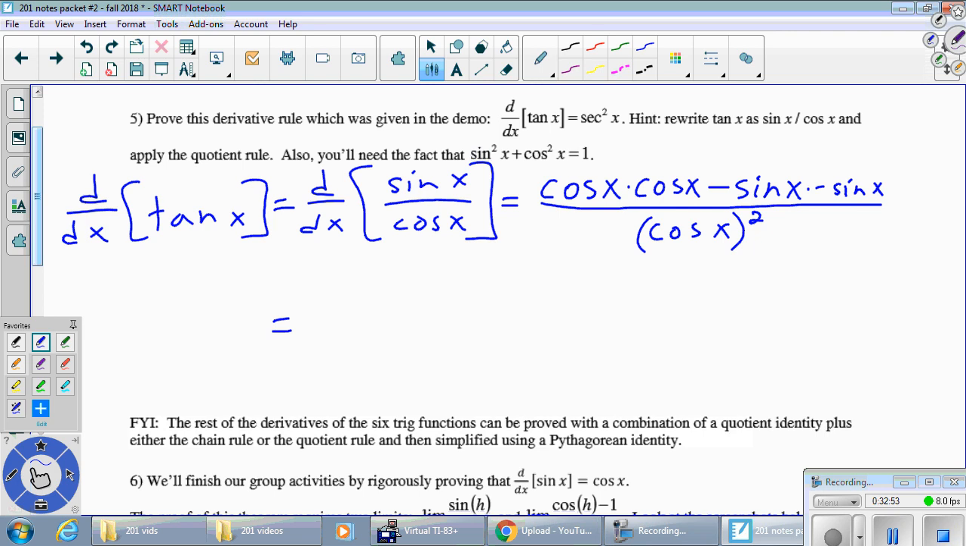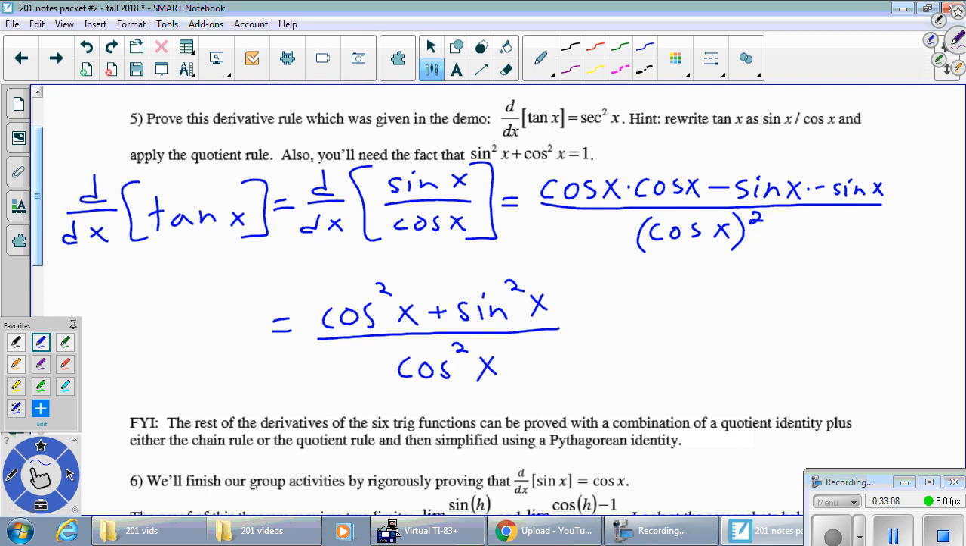Equals, okay, cosine x times cosine x. That's cosine squared of x. I'll write it that way. Negative sine x times another negative sine x is positive sine squared of x. And then I will rewrite the bottom as cosine squared of x. Do not cancel the cosine squared x's.